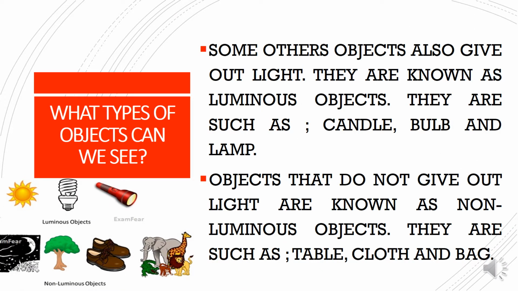What types of objects can we see? Some objects give out light. They are known as luminous objects, such as candle, bulb, and lamp. Meanwhile, objects that do not give out light are known as non-luminous objects, such as table, cloth, and bag.